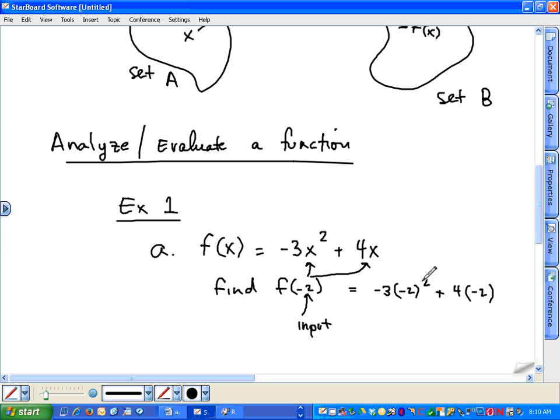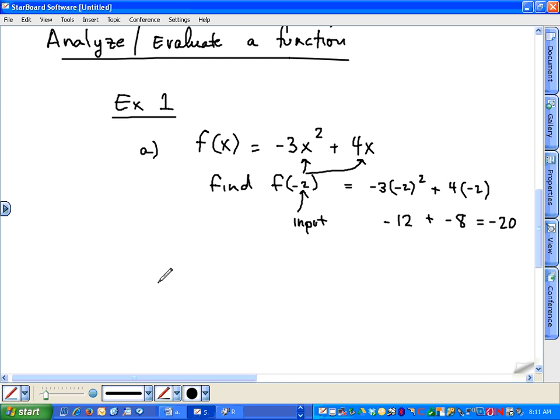So negative 2 squared is 4. 4 times negative 3 is negative 12. 4 times negative 2 is negative 8. Add those together, you get negative 20. So your homework has a few of these easier ones. I try not to assign a ton of these because it's not something you guys need a lot of practice with, I hope. But let's try a little more complicated one.